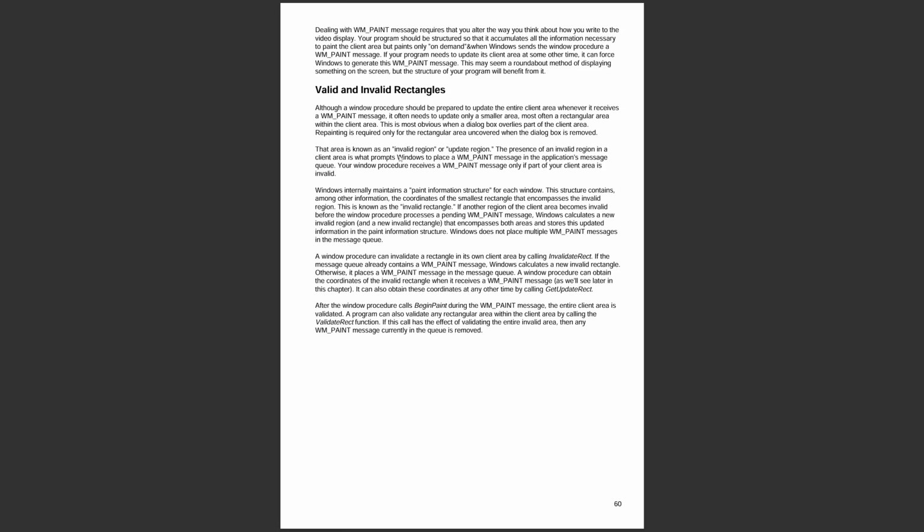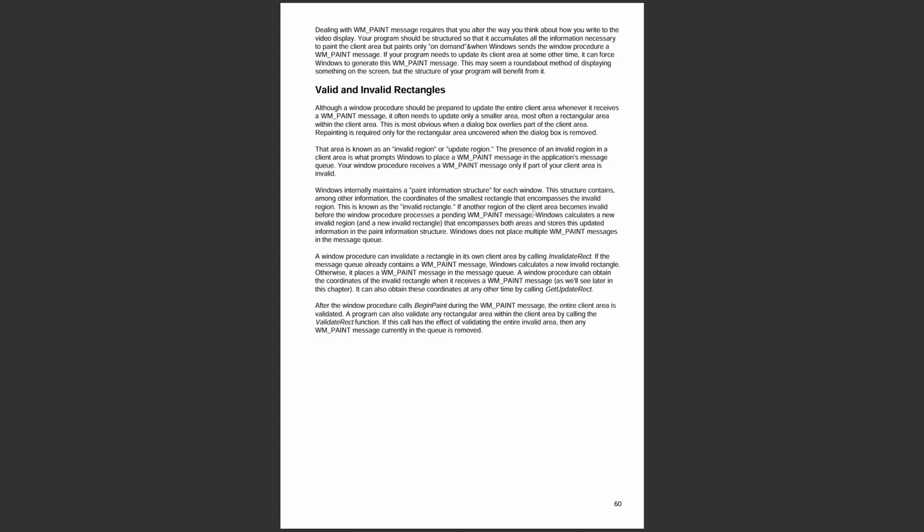This area is known as an invalid region or update region. The presence of an invalid region in a client area is what prompts Windows to place a WM_PAINT message in the application's message queue. Your window procedure receives a WM_PAINT message only if part of your client area is invalid. Windows internally maintains a paint information structure for each window. This structure contains, among other information, the coordinates of the smallest rectangle that encompasses the invalid region. This is known as the invalid rectangle.